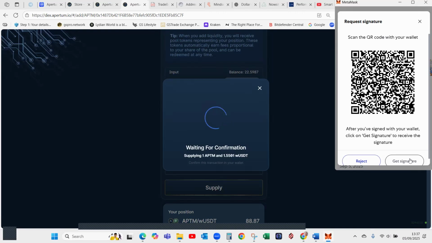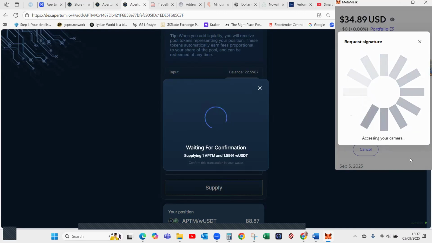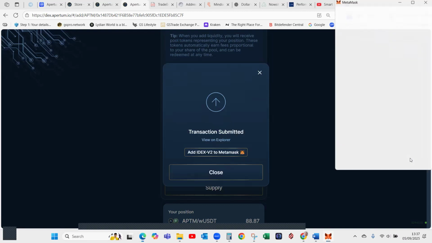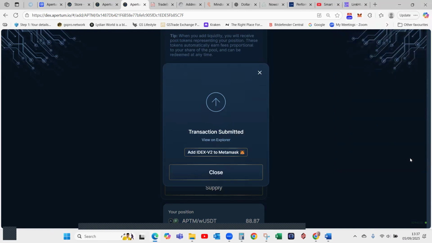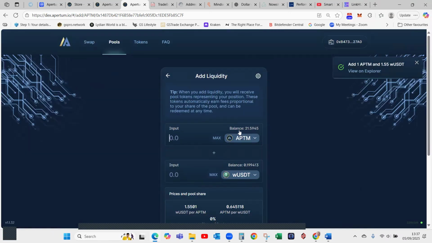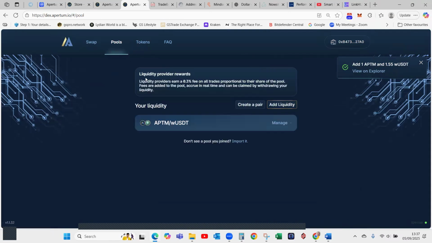There we go. Just going to do that live for you and add that to the liquidity pool. Boom, just like that. And now I'm getting that interest. Just wait for it, you'll see, there we go. I've added it. And as you can see here, if I go to pools, liquidity pool providers earn a 0.3% fee on all trades proportional to their share of the pool. Fees are added to the pool. How cool is that?